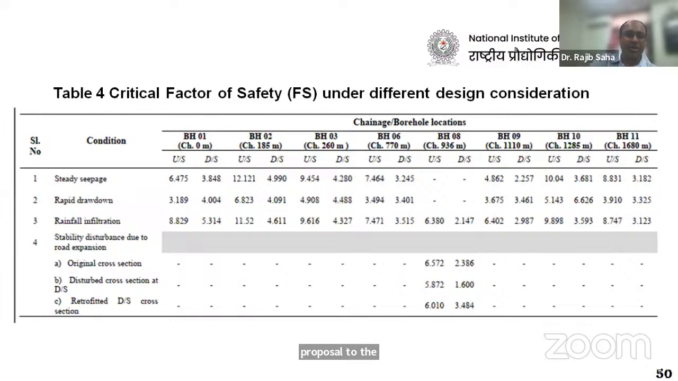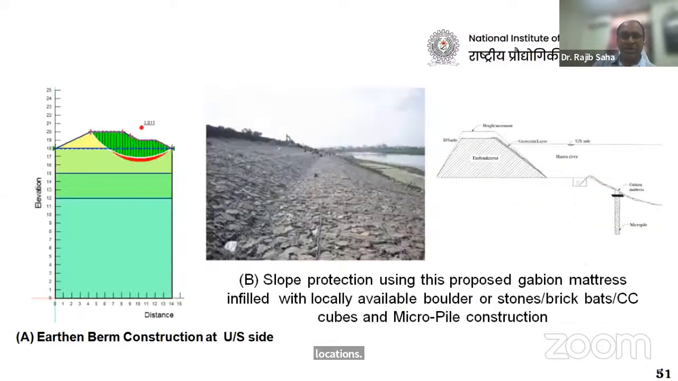Critical rural condition, you can see steady seepage, rapid drawdown, rainfall infiltration under different conditions. The factors of safety are reported. We are getting very good factors of safety in several locations, but in a few locations we got some issues. So what is the solution we have given?